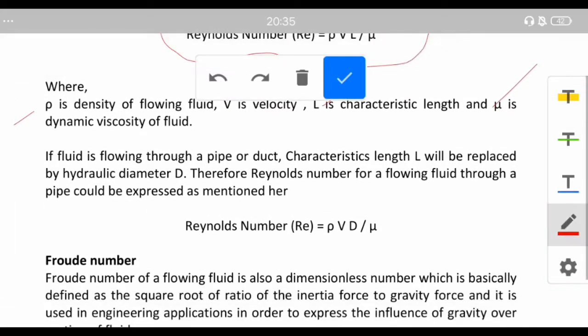Now if we have a pipe or a duct which has a diameter d, you can write the Reynolds number as rho Vd upon mu, where rho is the density, V is the velocity, d is the diameter, and mu is the dynamic viscosity.